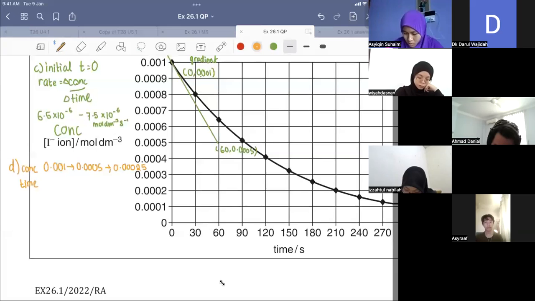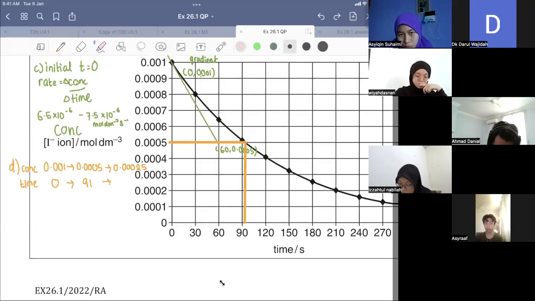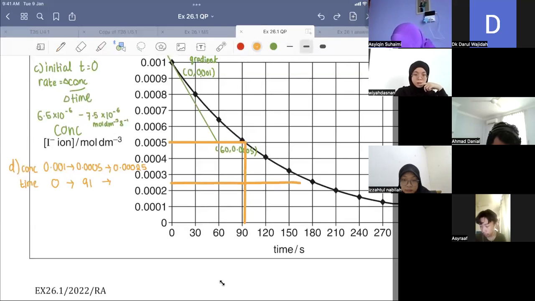So that's concentration. You want to write down the time. At 0.001, the time is 0 seconds. At 0.0005, the time would be, you have to draw a line. And you must show this line on the graph. That is your working. So you draw a line and then, mine is somewhere around 91. And then half of that is 0.00025, which is somewhere here. A nice little straight line. The time is, for me, 182.